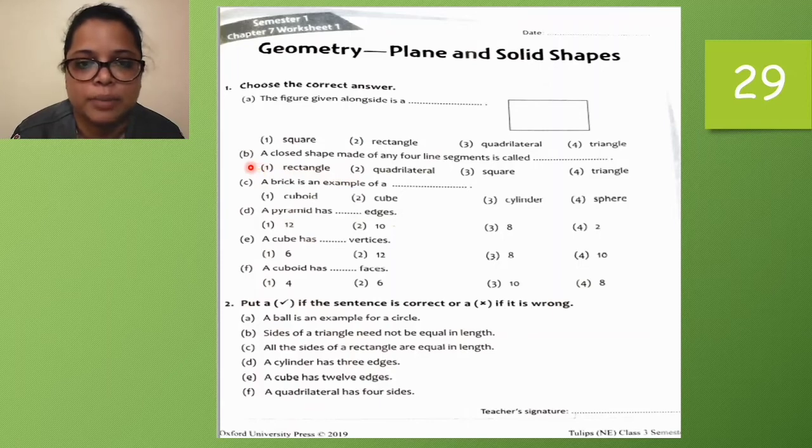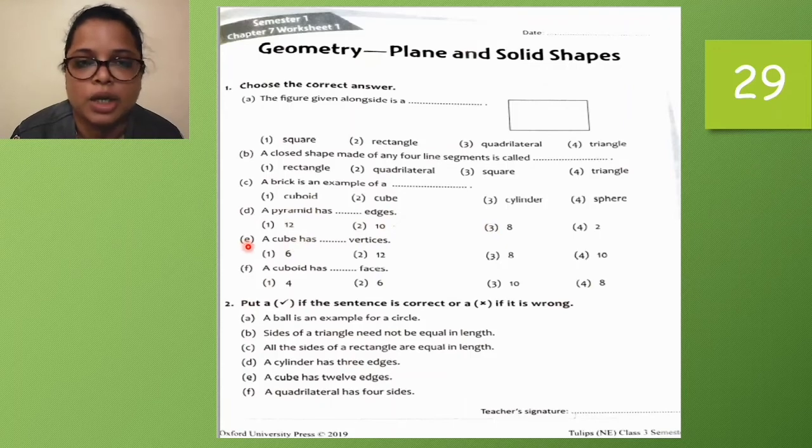C. A brick is an example of a dash. 1 cuboid, 2 cube, 3 cylinder, 4 sphere. Yes, the answer is 1, cuboid. D. A pyramid has dash edges. 1 12, 2 10, 3 8, 4 2. Right. Pyramid has 8 edges. Your answer is 3, 8.